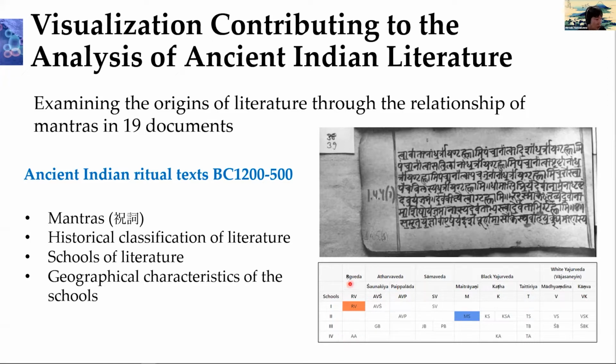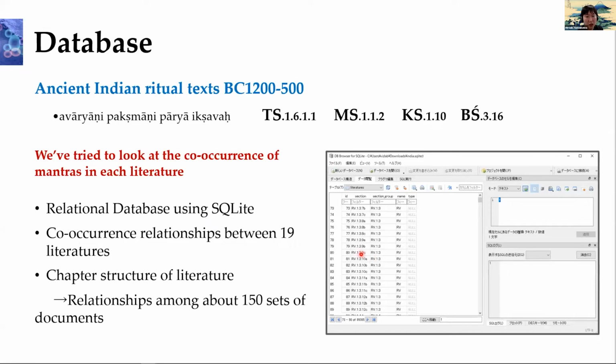These are the schools: Rig Veda, Sama Veda, and Black Yajur Veda. And this row indicates the time division when it was composed. For example, RV was composed by the Rig Veda at the first time division, and the MS, Maitrayani Samhita, was composed by Maitrayani at the second time division. There are 19 literature in this data set.